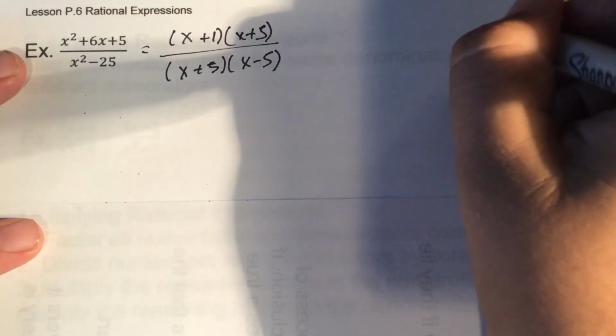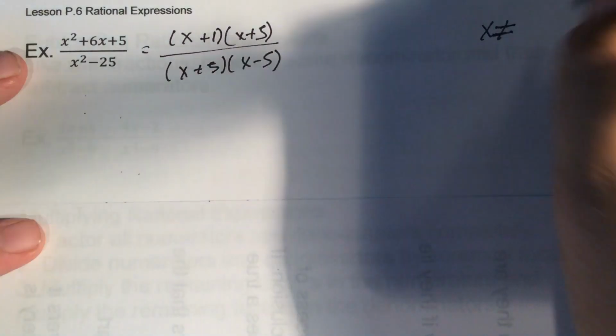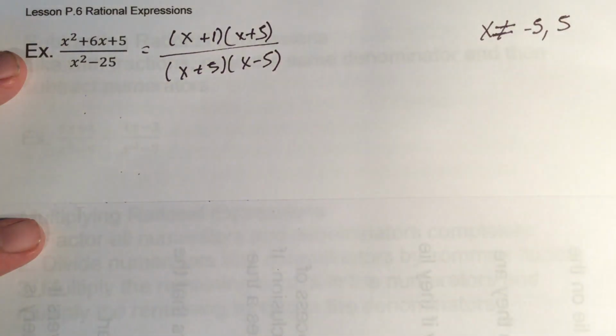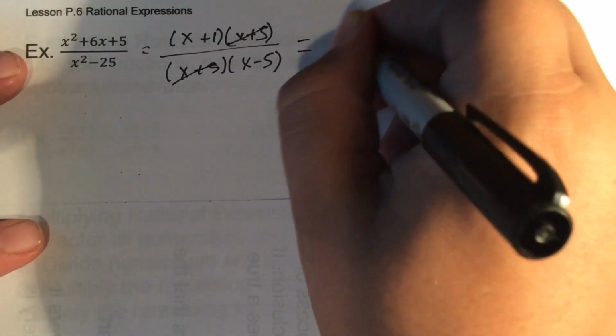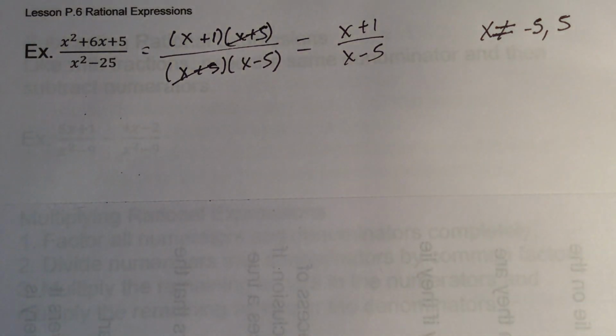So now I go, okay, what are my exclusions? What can x not be? Well, x cannot be negative 5 here, and x cannot be 5 on this one here. Now that I have my exclusions, I can go, okay, I have a plus 5, a plus 5. This simplifies to be x plus 1 over x minus 5. Right.